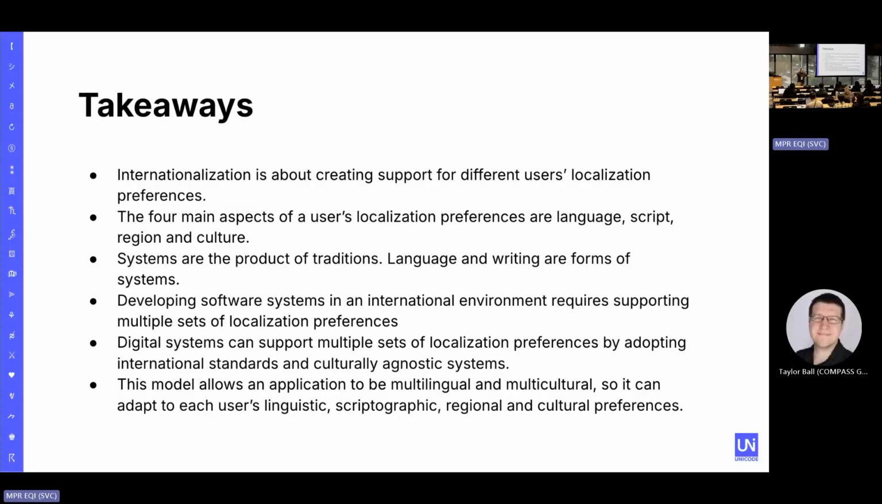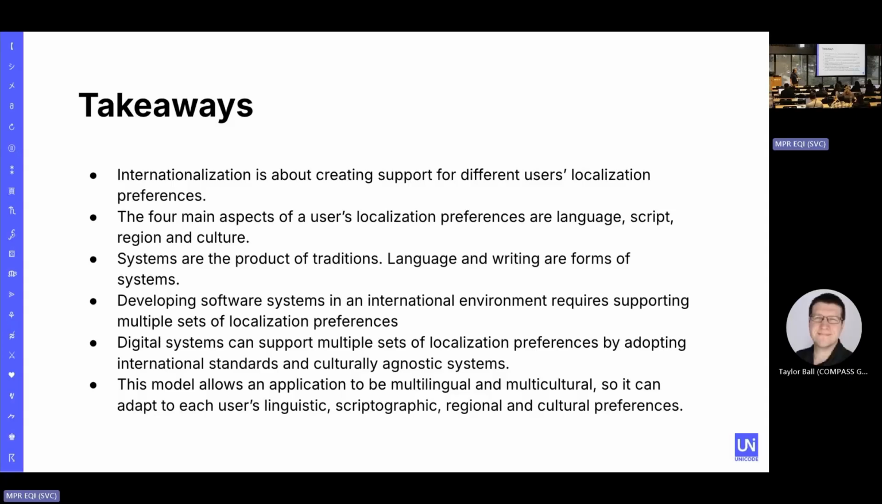Okay, done with all that diversity talk. It's about creating support for different users' localization preferences. So this kind of solves the problem of the ambiguity of a nation, in that you're really talking about the preferences of a user. Four main aspects are language, script, region, and culture.